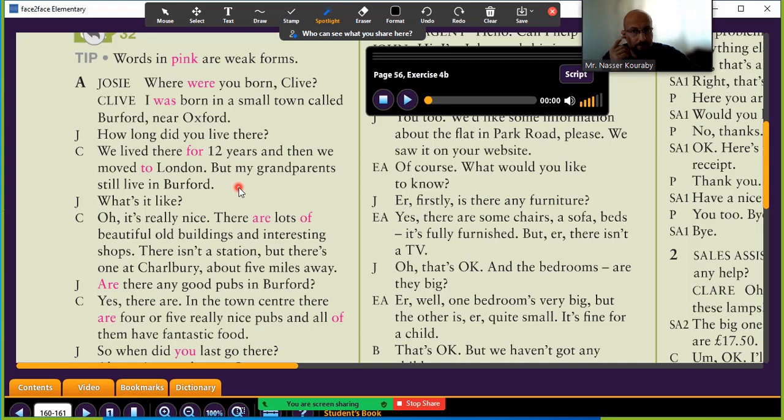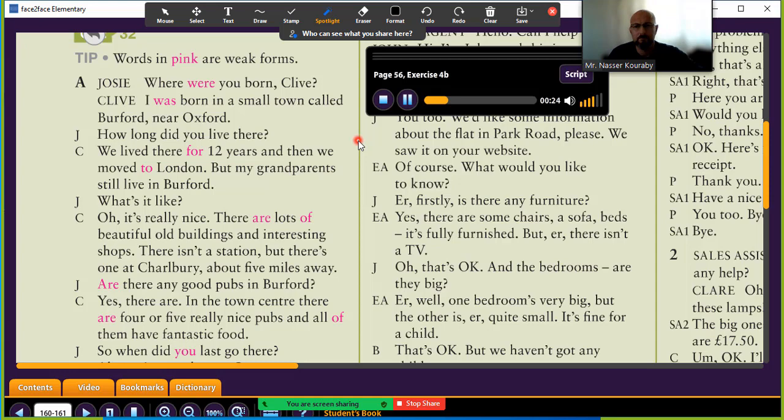Track 32. A. Where were you born, Clive? I was born in a small town called Burford, near Oxford. How long did you live there? We lived there for 12 years. And then we moved to London. But my grandparents still live in Burford. What's it like? Oh, it's really nice. There are lots of beautiful old buildings and interesting shops. There isn't a station, but there's one at Charlbury, about 5 miles away.